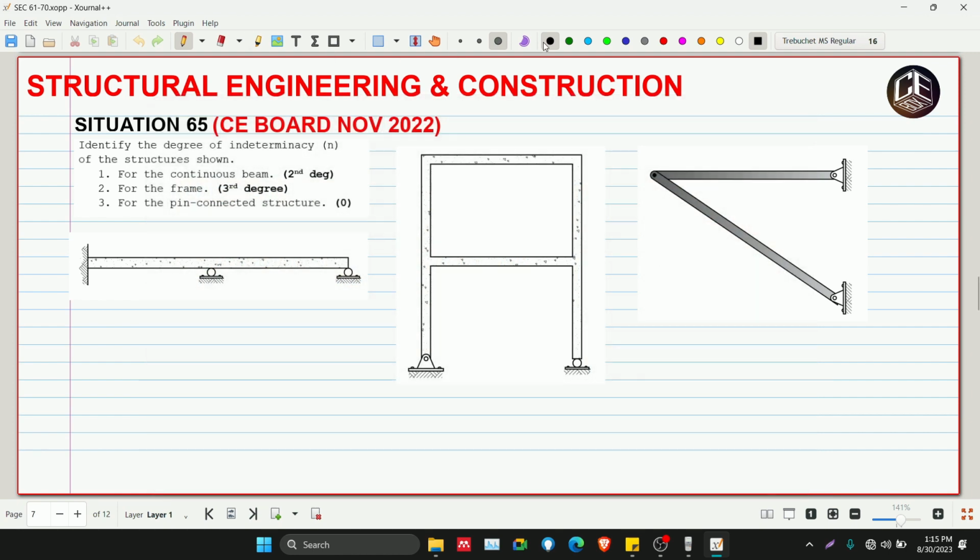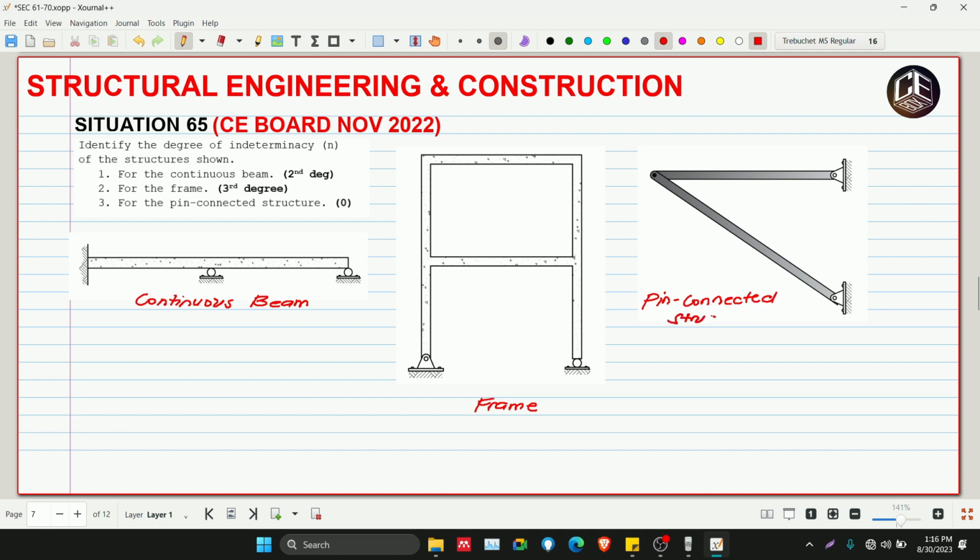So, yung una is Beam. Ayan, continuous beam. Actually, under din sa chapter 1 ng aming structural theory yung pagtukoy ng classification ng structure. So, ito, classify natin. This is continuous beam. Ito naman, obvious, this is frame. Ito, pwede natin siyang i-consider as truss, pero mas gusto ko siyang i-consider as pin-connected structure.